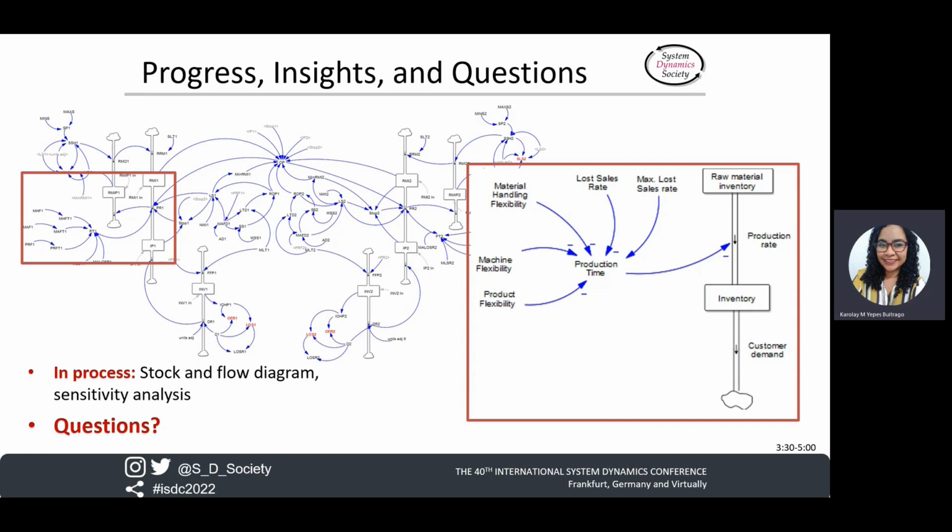The logic behind the flexibility level is highlighted. Machine, material handling, and product flexibility decrease the production time and increase the production rate. Also, when the lost sales rate achieves a maximum, the production time is adjusted. This is in the flexible scenario. In a non-flexible scenario, flexibility level is 0 and the production time remains constant.